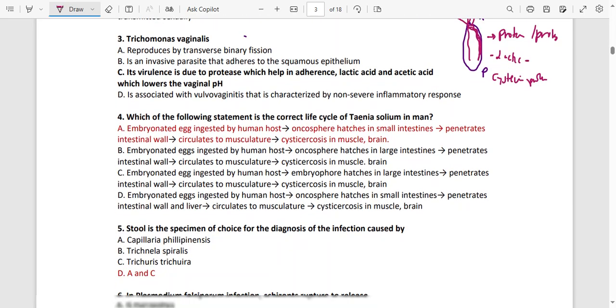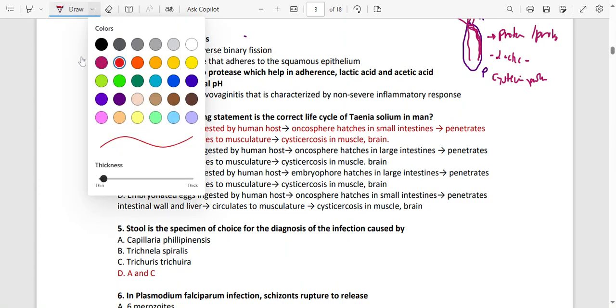And then number 3, Trichomonas vaginalis reproduced by transverse binary fission.